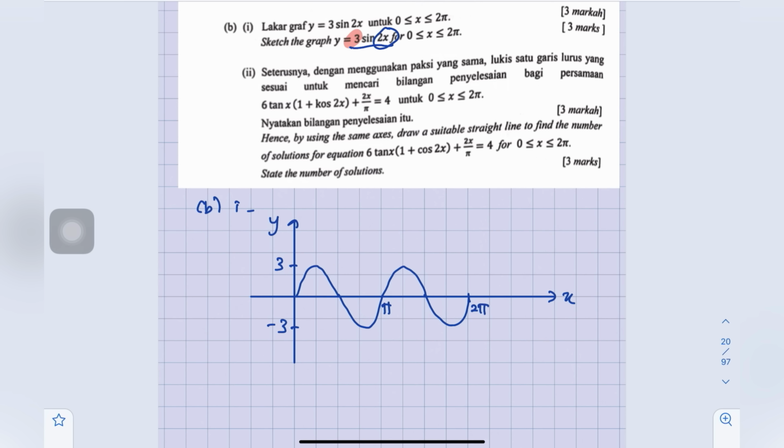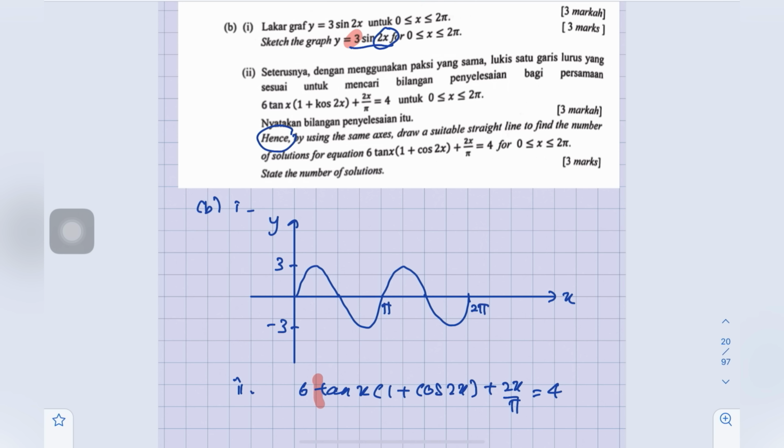B2, hence by using the same axis, draw a suitable straight line to find the number of solutions for the equation 6 tan x over 1 plus cos 2x plus 2x over pi equals 4. State the number of solutions. Okay, so the second one, we have 6 tan x over 1 plus cos 2x plus 2x over pi equals 4. Here we have "hence", meaning that we need to use the previous answer.